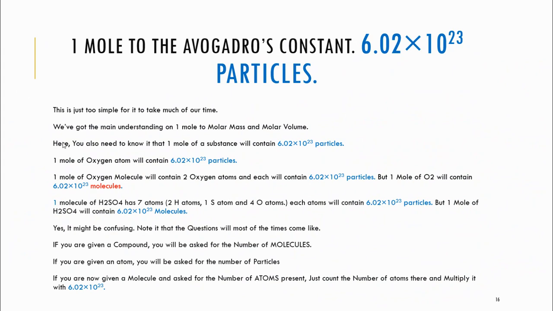So moving on. 1 mole to Avogadro's constant. This one is also very, very important. Just know that 1 mole of a substance will contain 6.02 times 10 power 23 what? Particles. It can be atoms. So 1 mole of an atom, of a molecule, of an ion, of an electron, anything, will contain this number. So 1 mole of a substance will contain 6.02 times 10 power 23 particles. Then 1 mole of oxygen will contain this.